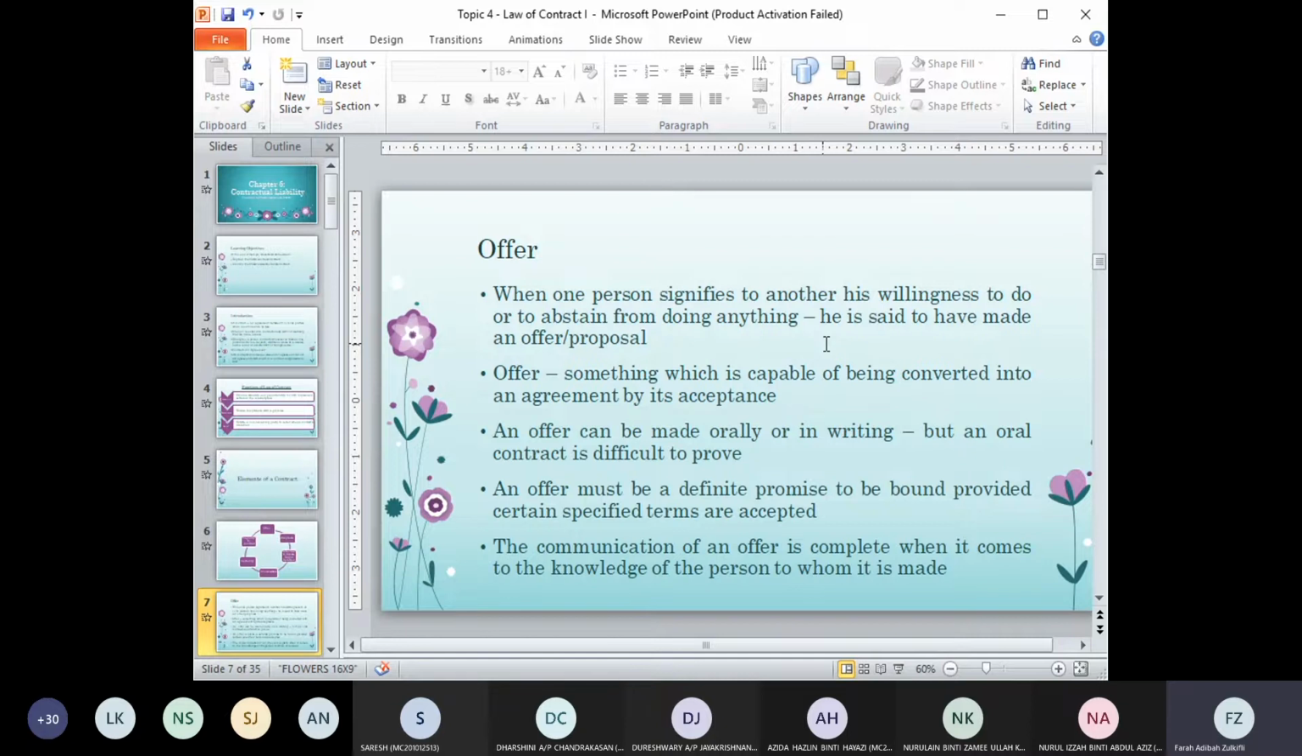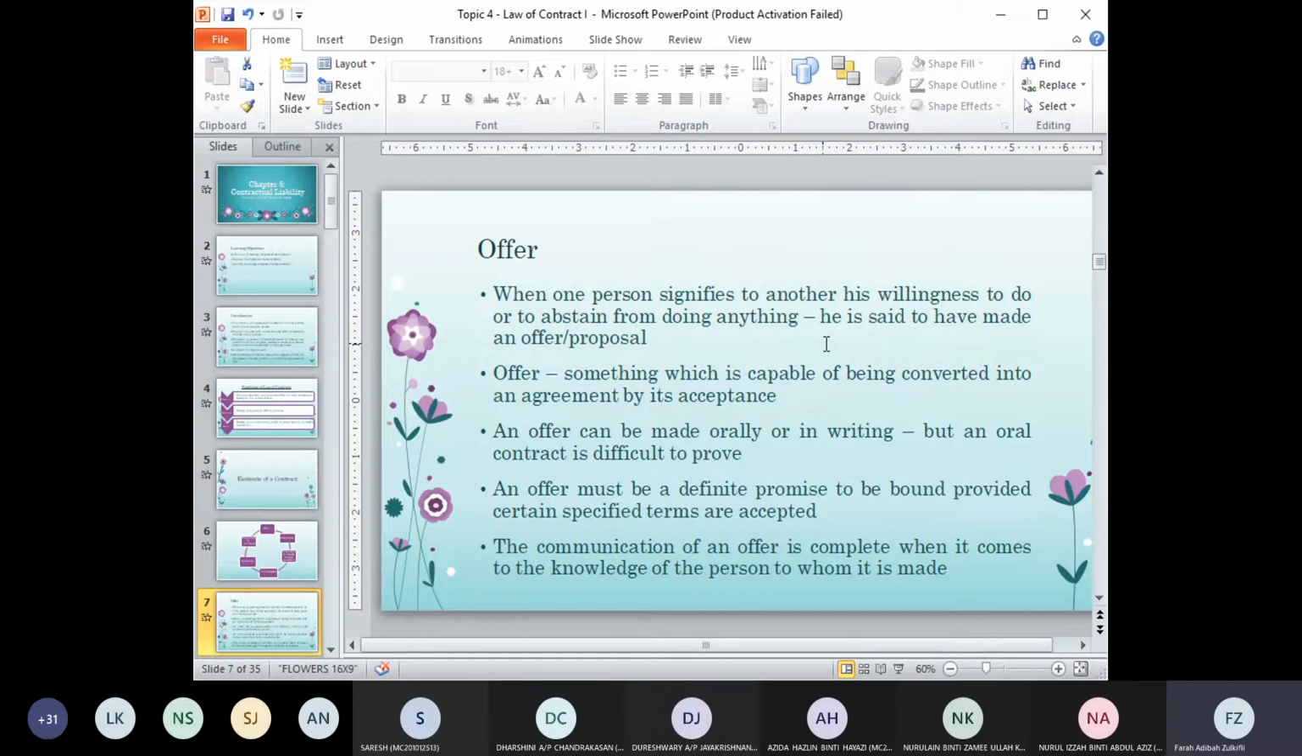So the communication of the offer is complete when it comes to the knowledge of the person to whom it is made. So if you made an offer to someone through a call, when you call someone and tell them, hey, I want to sell you something, that is when the communication of the offer is complete. Similarly, if you make an offer through an email, once the email is received by the other party, you have completed the communication of your offer.